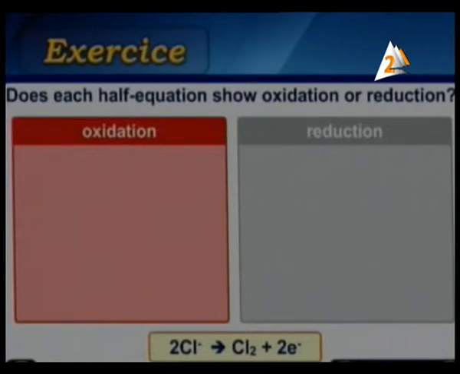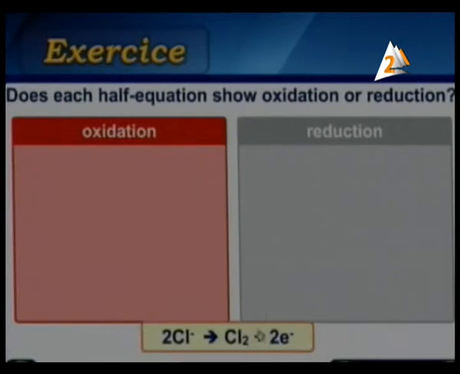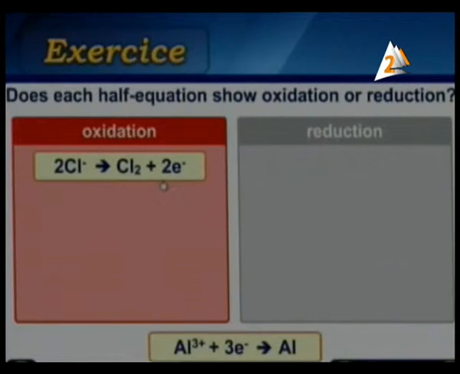Now we have a little exercise. Does each half equation show oxidation or reduction? Which one is oxidation? Which one is reduction? The first one: 2Cl negative gives us Cl2 plus 2 electrons. Is it oxidation or reduction? Here we have oxidation. Why? Because 2Cl negative loses these 2 electrons.